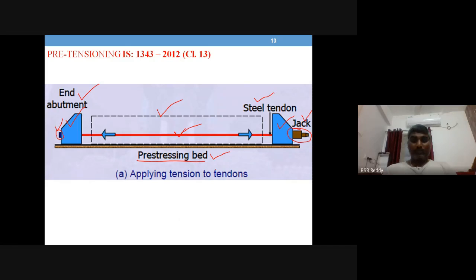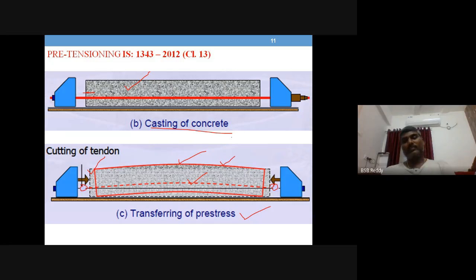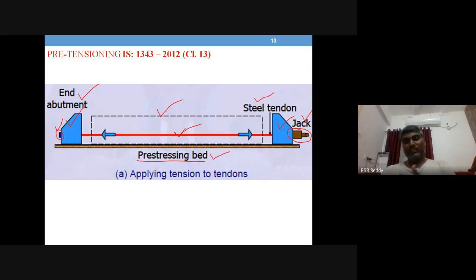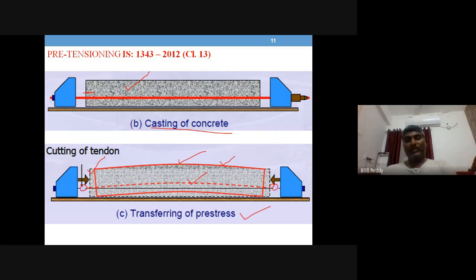Okay, so just recalling, the pretensioning operation starts with a pre-stressing bed over which there are two abutments and a steel tendon, with one end anchored and at the other end a hydraulic jack. Then you apply pre-stress by tensioning the tendon, then prepare the concrete. Once the concrete is hardened, you cut the tendon at the two ends. Okay, right, that will transfer the pre-stress to the concrete.